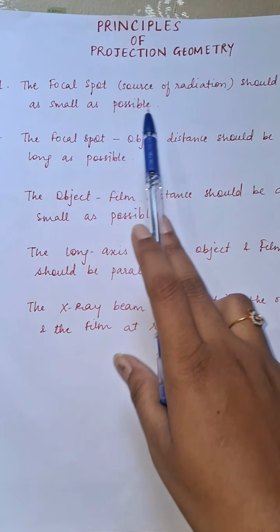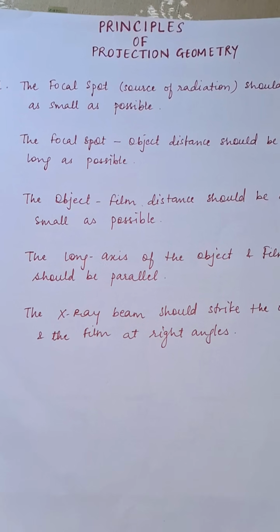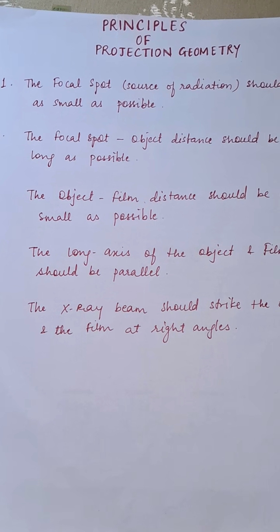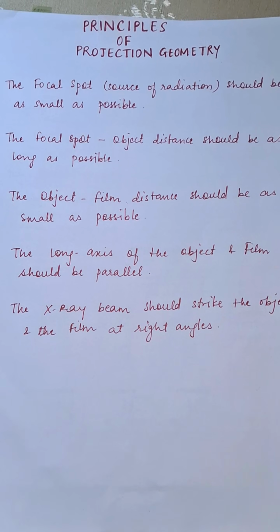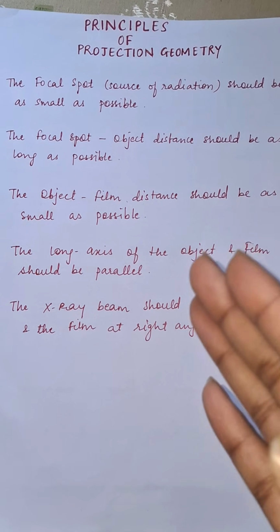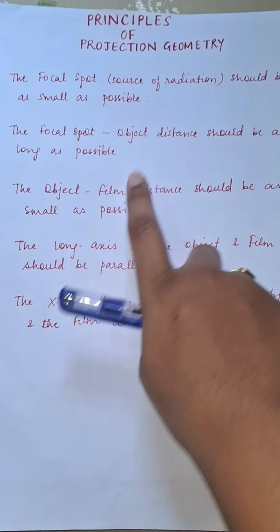So here we have a focal spot that is a source of radiation. We can correlate it with the phone's camera, and the object would be anything that you are clicking photos of. So in this we have the object as a tooth, and the receptor, that is the film, that we are going to keep behind the object. So these three things should be known: the focal spot, the object and the film.